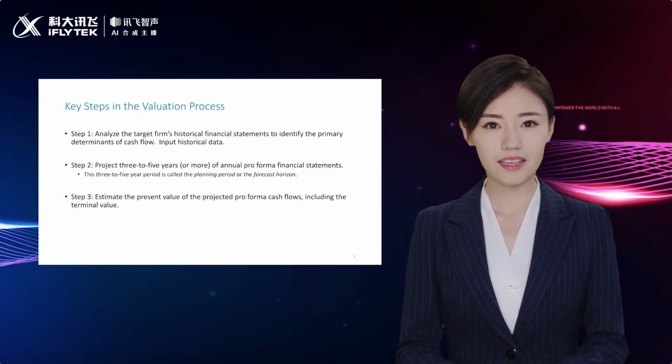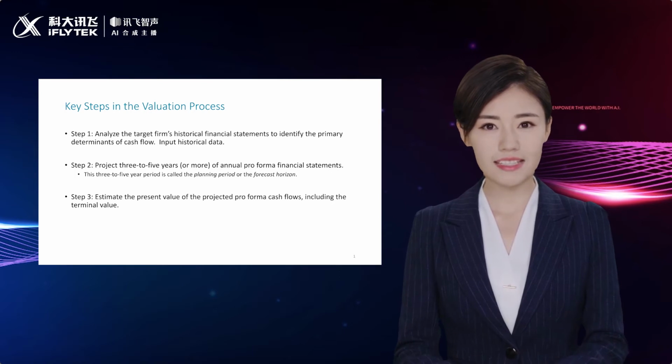So in the valuation, we first analyze the historical financial statement. That's our starting point. We try to identify the primary drivers of the cash flow, right? Using the historical data. And then you project the next 3 to 5 years of financial statements on a pro forma basis. This is called the planning period or forecast horizon.